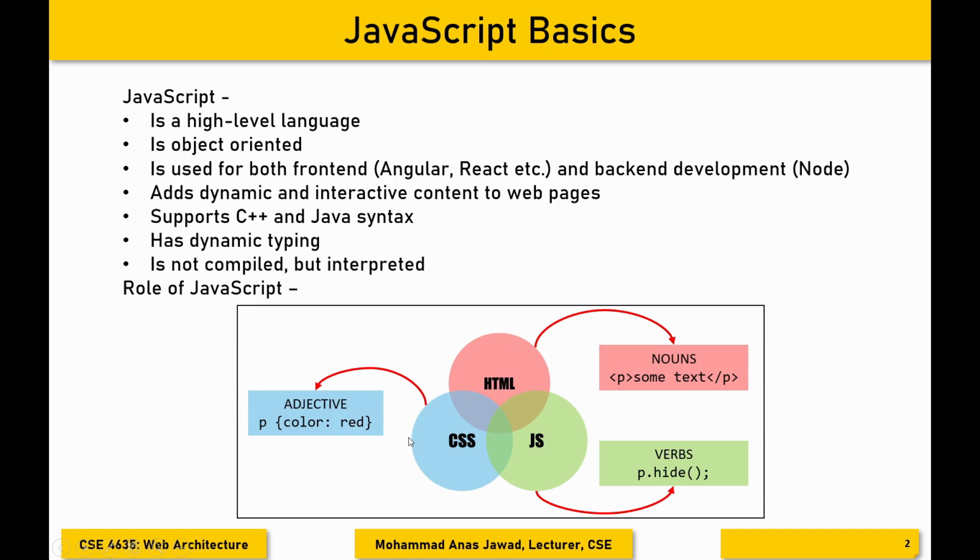So we can define that by using the CSS color tag, right? And finally, suppose we want to decide whether we want to show this paragraph or not to the client, right? So we can do that by using JavaScript's p.hide function. So this is a very basic idea of what role JavaScript plays when it comes to the front-end side.